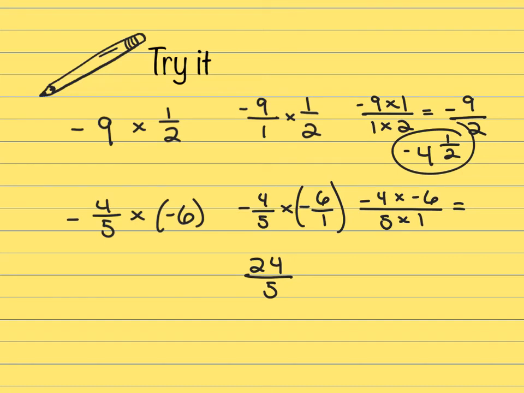24/5 is an improper fraction, so we're going to change it to a mixed number. How many groups of 5 can fit into 24? 4 groups. 4 times 5 equals 20. When we subtract 24 take away 20, our difference is 4, 4/5. Our answer is 4 and 4/5.